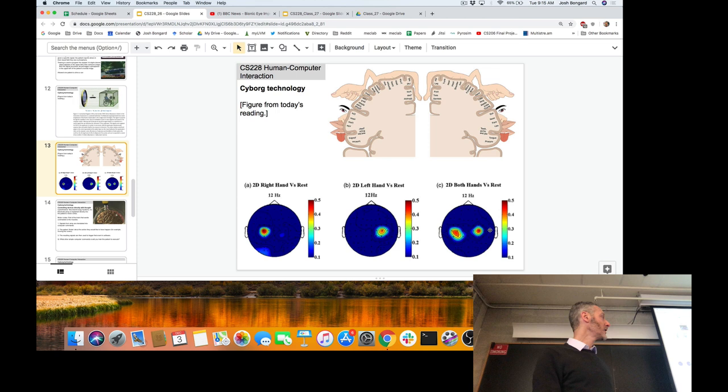And again, we have particular HCI challenges here. The usual ones, which is it's got to be something that's intuitive and easily learnable by the subject, but one that is also constrained by the constraints and opportunities of the motor cortex.